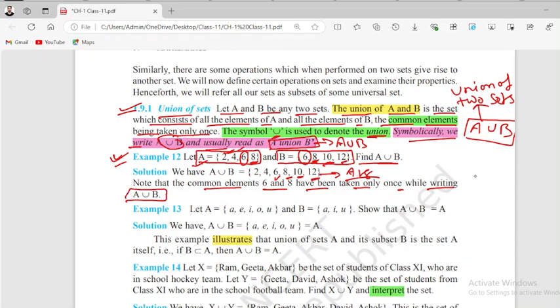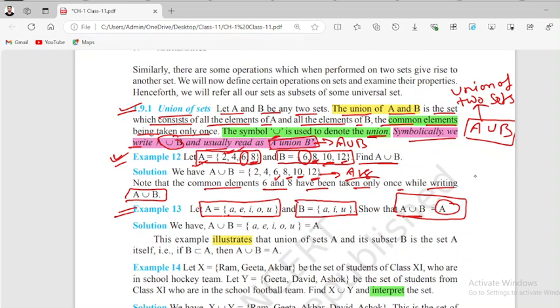And now let us understand example number 13. Set A is {a, e, i, o, u}. These are the elements of the set A, and set B contains three elements, so that A union B is equal to A. We have to show A union B is equal to A.